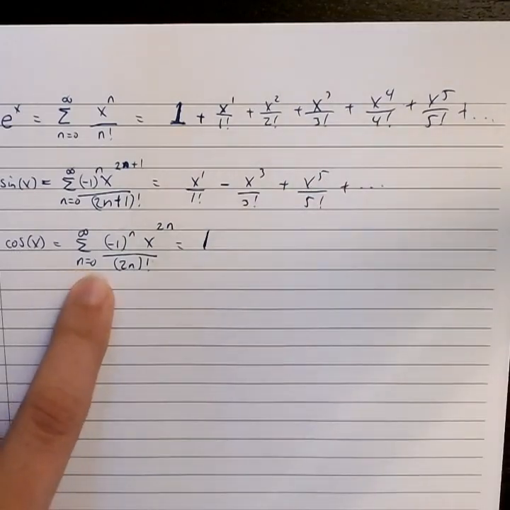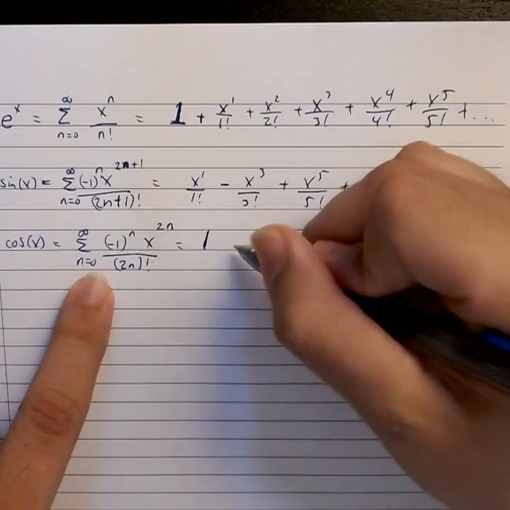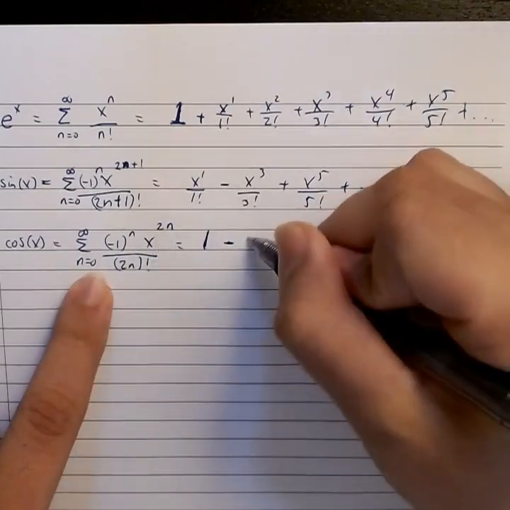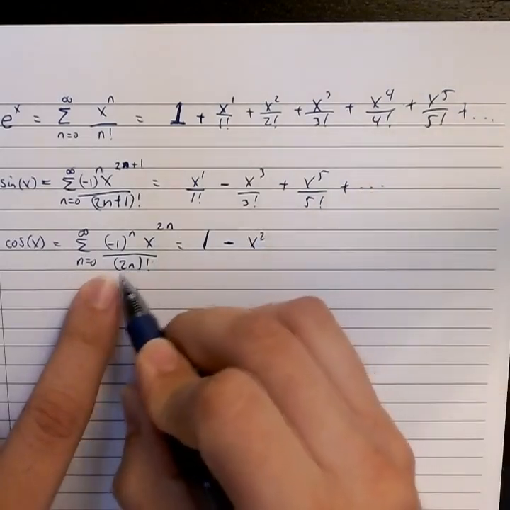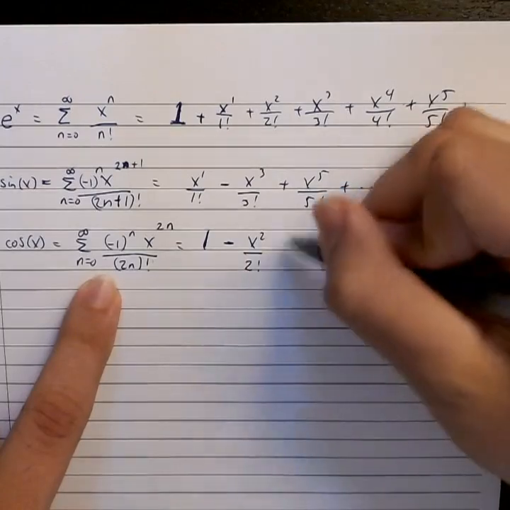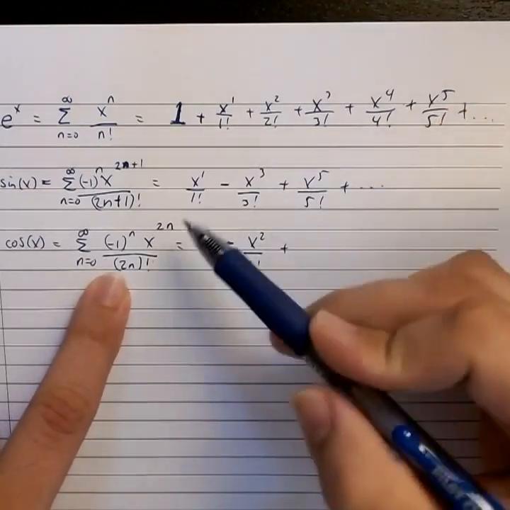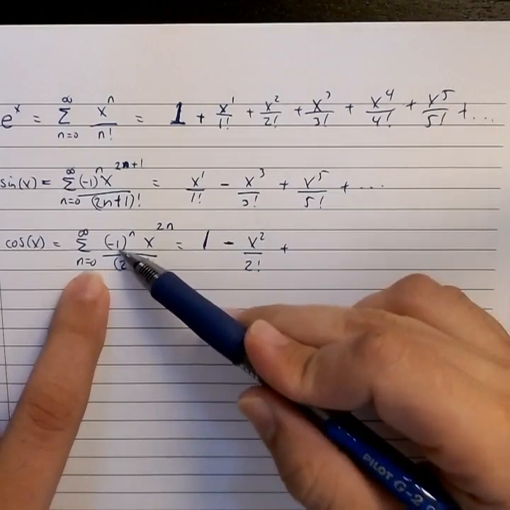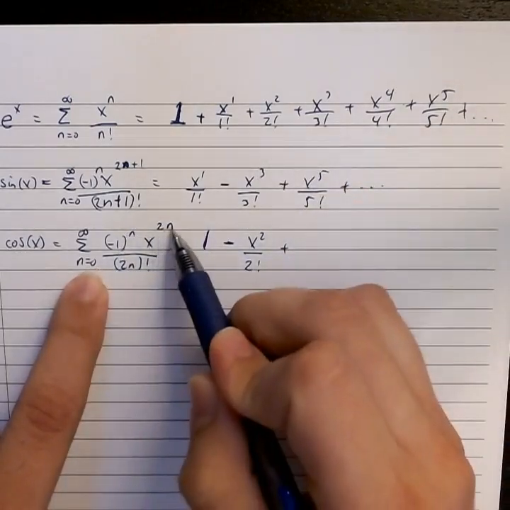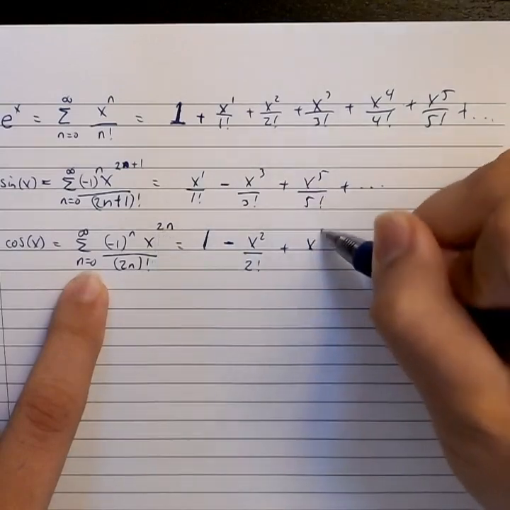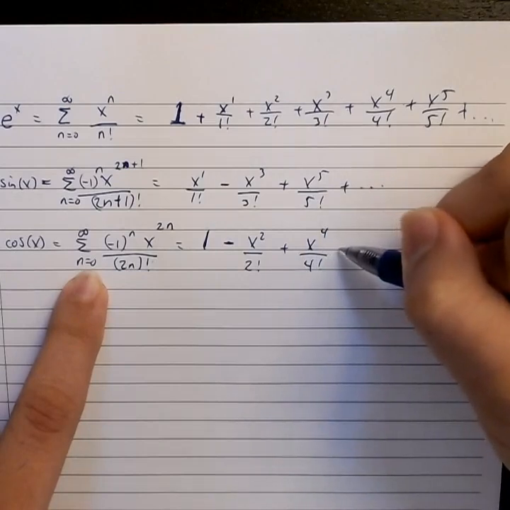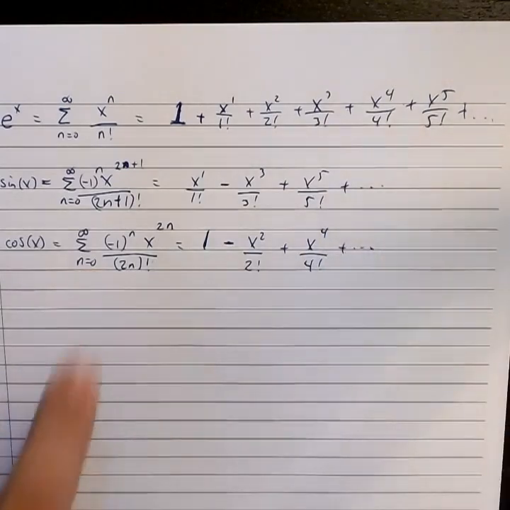If n is equal to 1, that's negative 1 to the first power. That's going to make that a negative. 2 times 1 is 2, so I'll have x to the power 2, and then that's the same number as that, but with a factorial. And then if n is equal to 2, negative 1 to the 2 is positive again. 2 times 2 is 4, so it'll be x to the power 4 over 4 factorial. And then like that on down the line, dot, dot, dot.